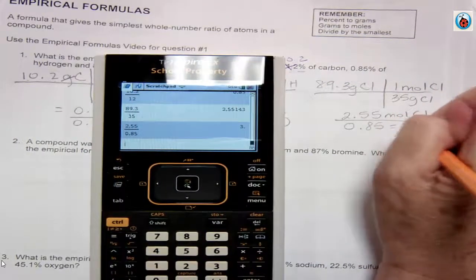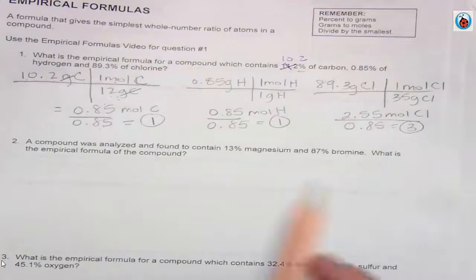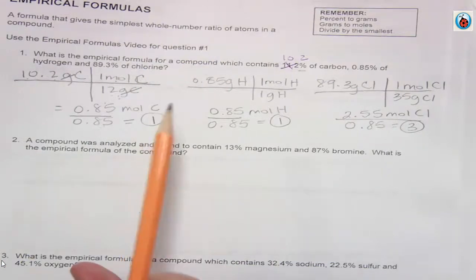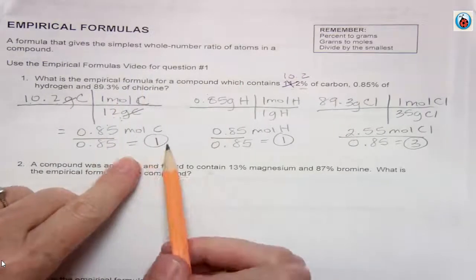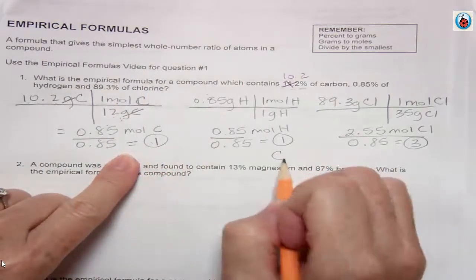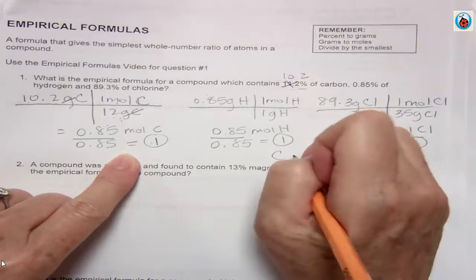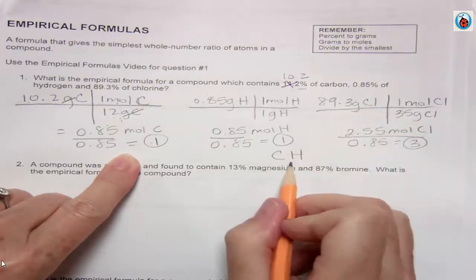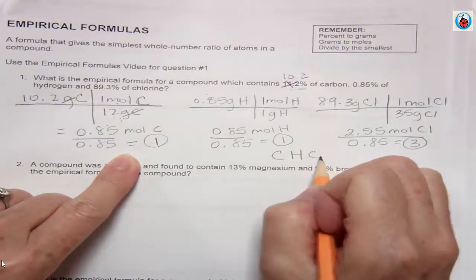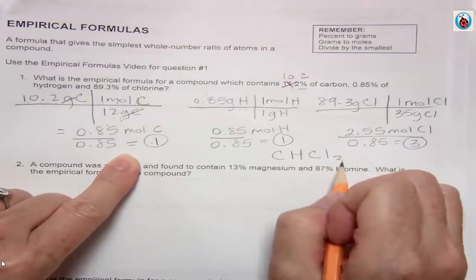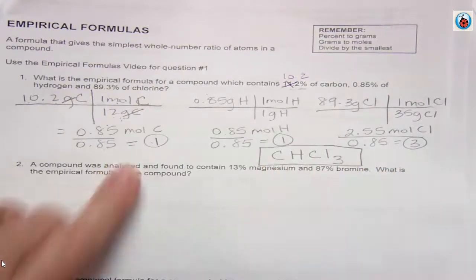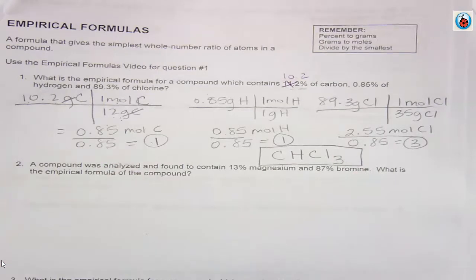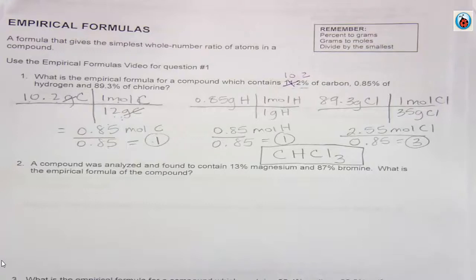Okay, 3. So that isn't my final answer, though. This is telling me, because I'm looking for a chemical formula, that my formula has 1 carbon, 1 hydrogen, and I don't express ones in my formula, remember, and then I've got how many chlorine? 3. So there is my answer, CHCl3.